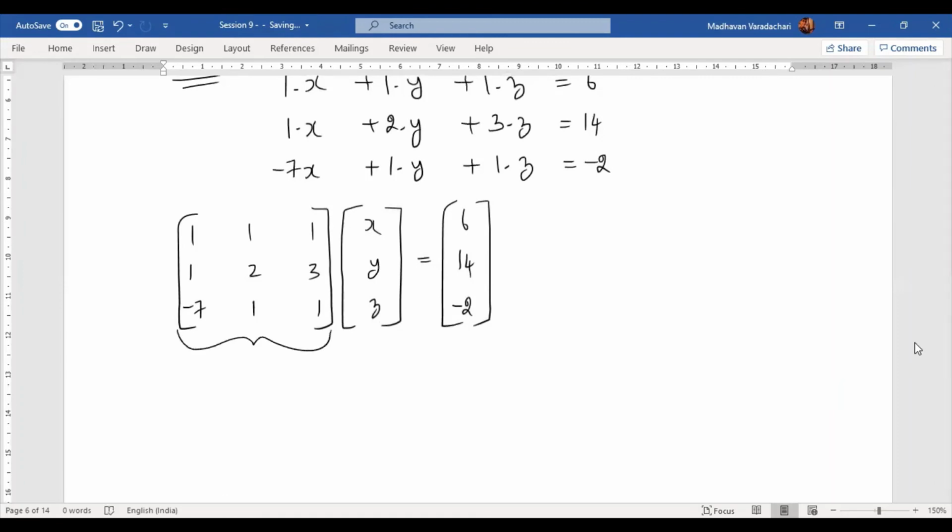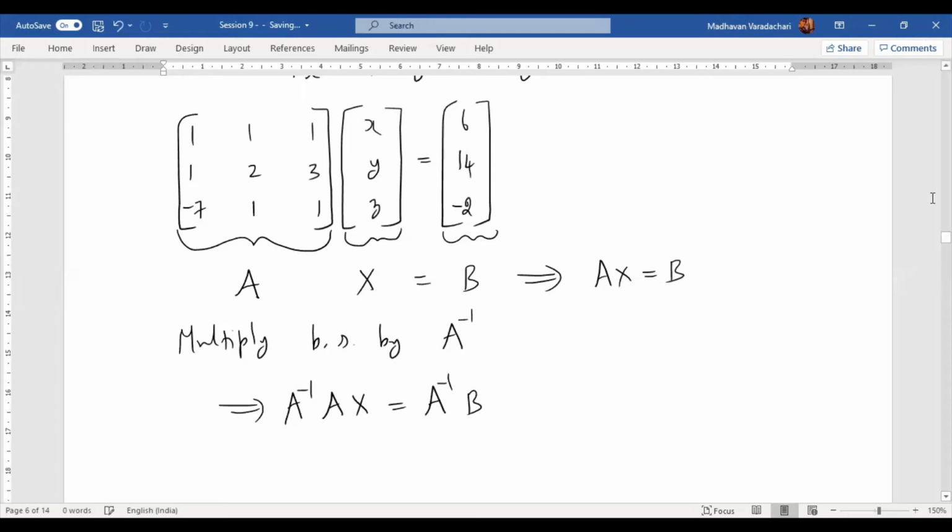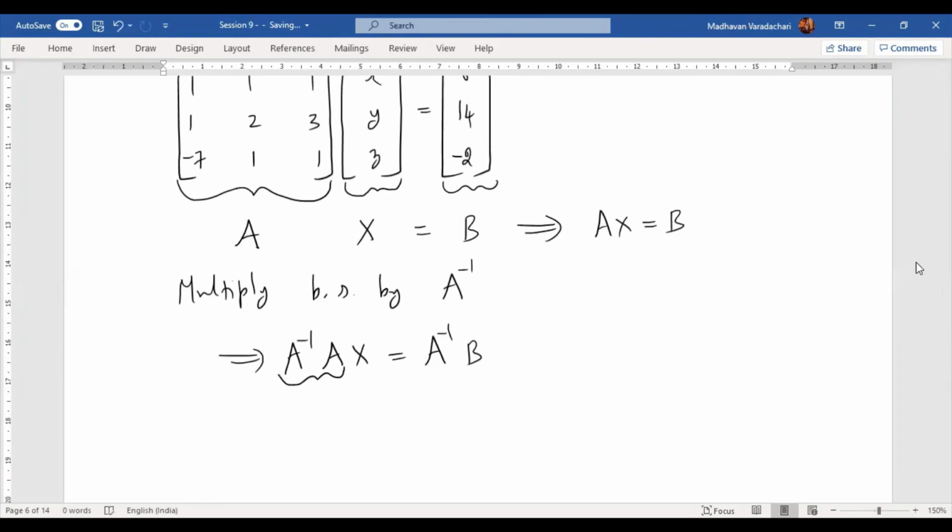Now call this matrix A. Call this matrix B. So I can simply say AX equal to B. Now multiply both sides by A inverse. When you multiply, you have to multiply to the left of it. A inverse A X equal to A inverse B. Now we know A inverse A is nothing but I. I multiplied by X is A inverse B. I into X is nothing but X. So I can say X is A inverse times B.